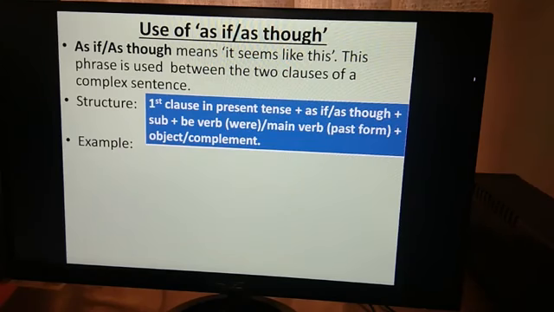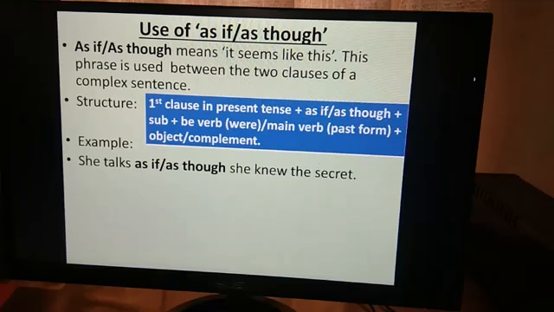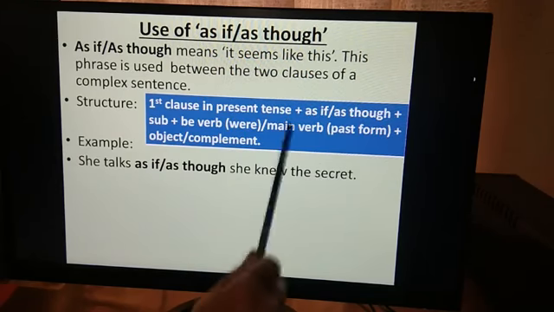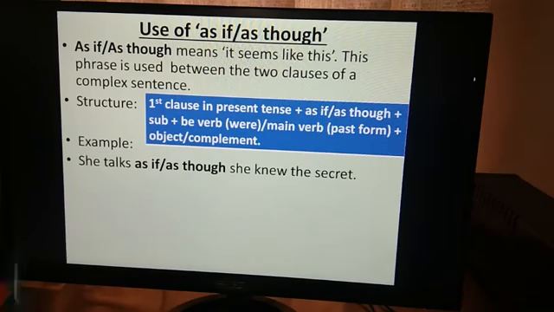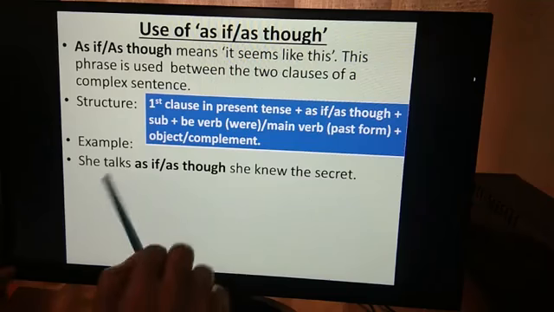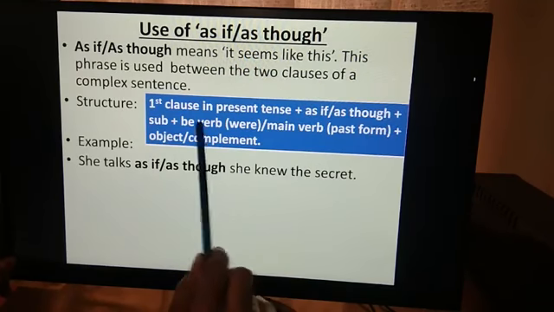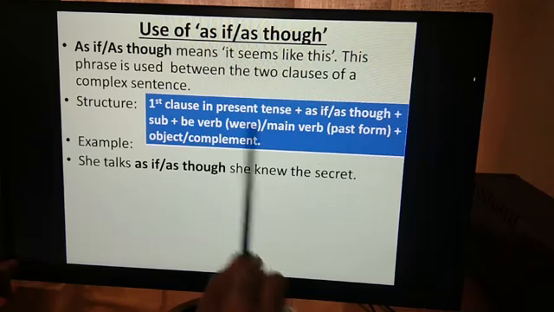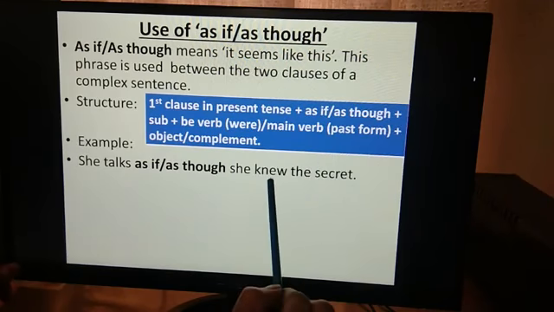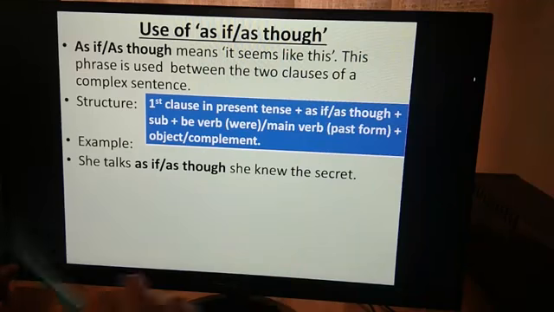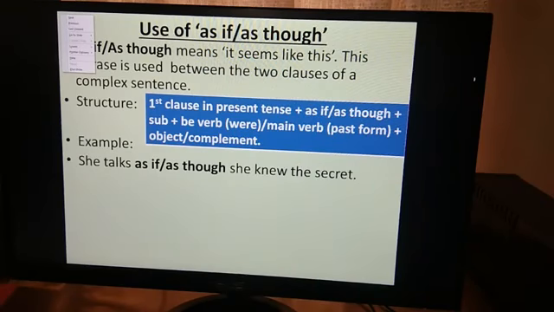Okay, so an example: She talks as if or as though she knew the secret. She talks, this is the first clause in present tense, third person singular. Then as if or as though, plus subject she. Be verb is not used here. Main verb in the past form: know becomes past form knew. She knew the secret.